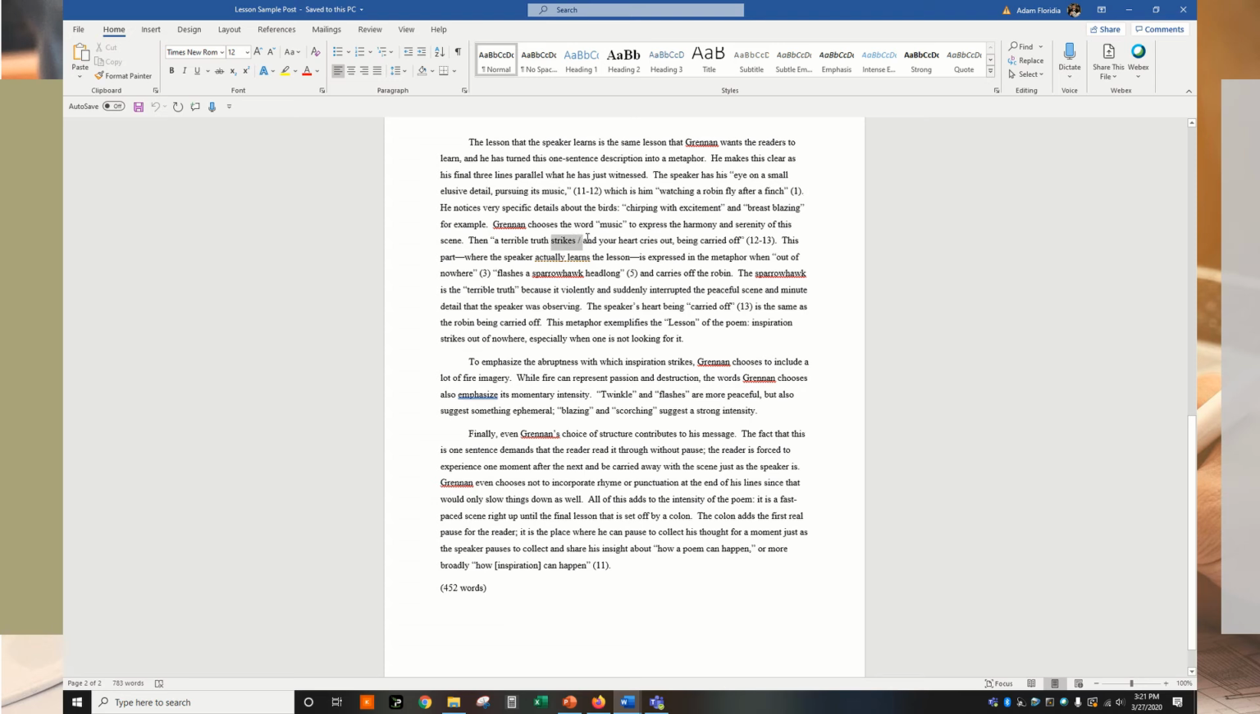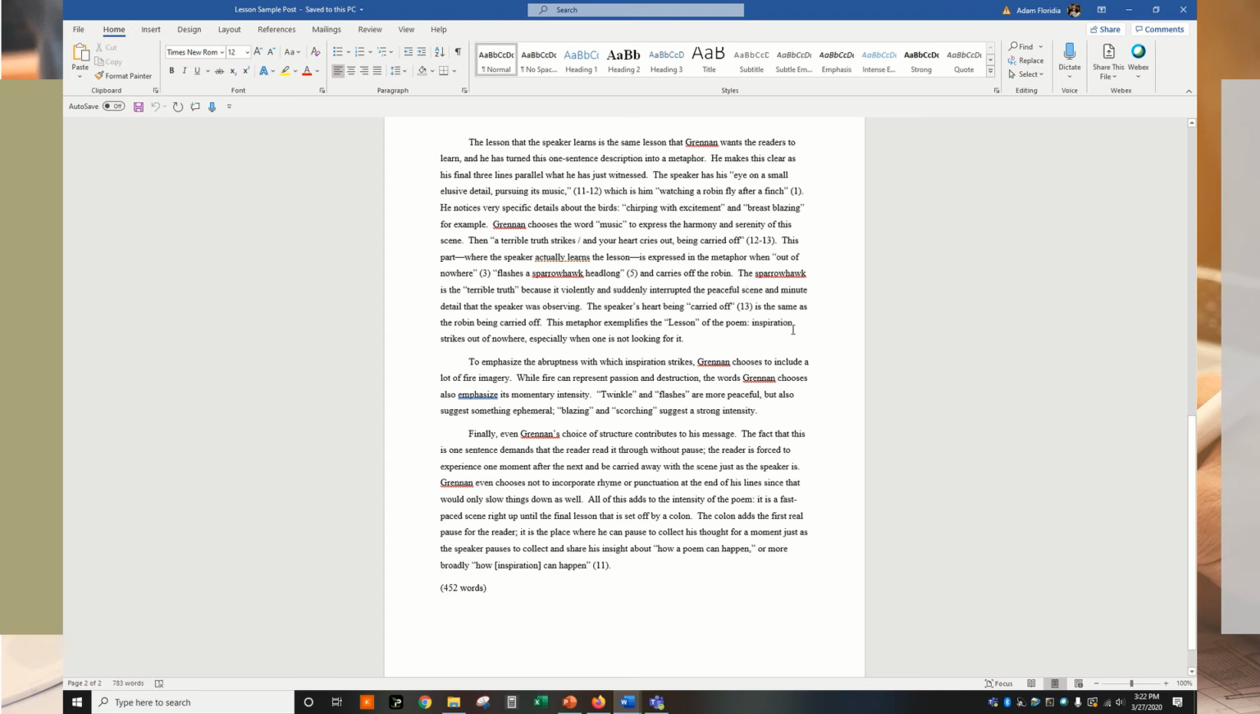Then "a terrible truth strikes." Remember, this is how you quote line breaks in poetry. That shows that there's a line break there. "And your heart cries out, being carried off." This part, where the speaker actually learns the lesson, is expressed in the metaphor when, out of nowhere, "flashes a sparrowhawk headlong." Again, I'm proving that he chose to use a metaphor to prove his lesson. So I'm connecting lines from the beginning to lines from the end in this case. Because that's what I noticed. That's what I think he did.